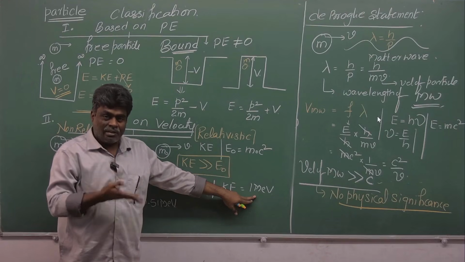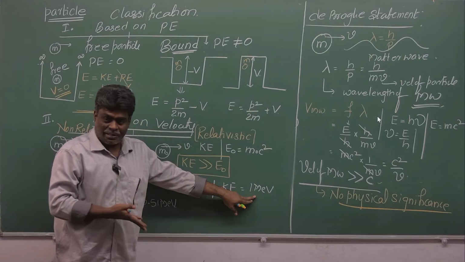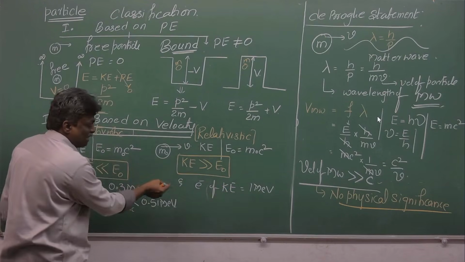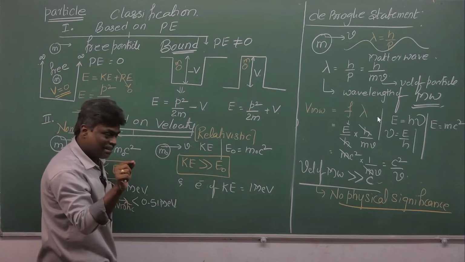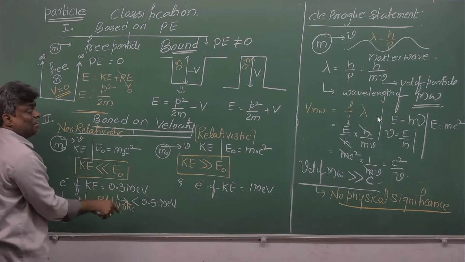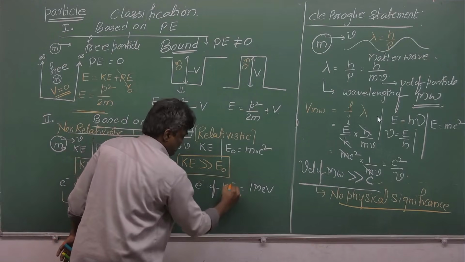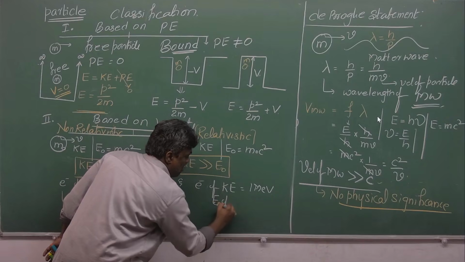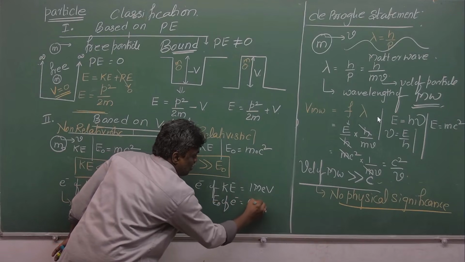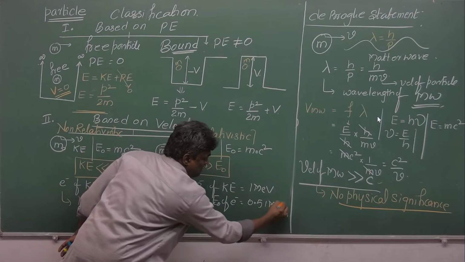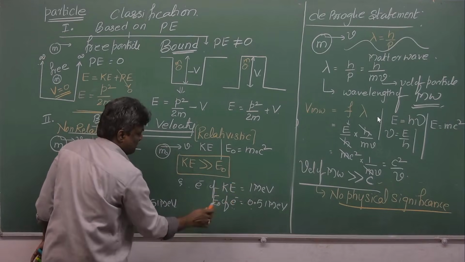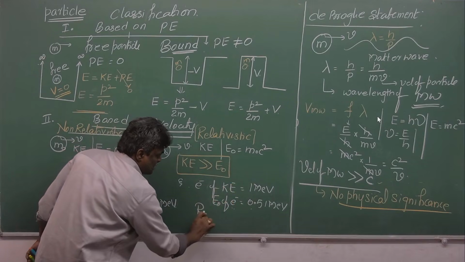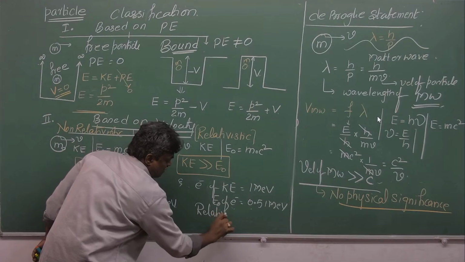Look, kinetic energy of electron, how much? 1 MeV. Rest mass energy of electron is how much? Yes, E0 of electron is 0.51 MeV. Sir, kinetic energy is very much greater than that. That's it. That's why relativistic or non-relativistic. That's good.